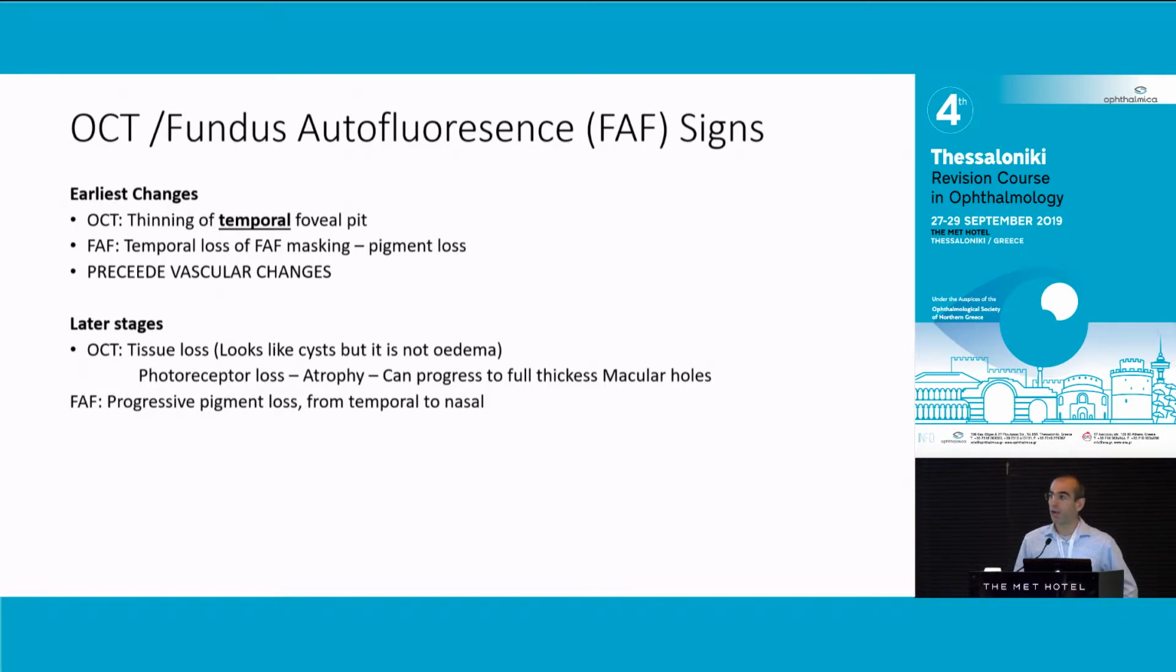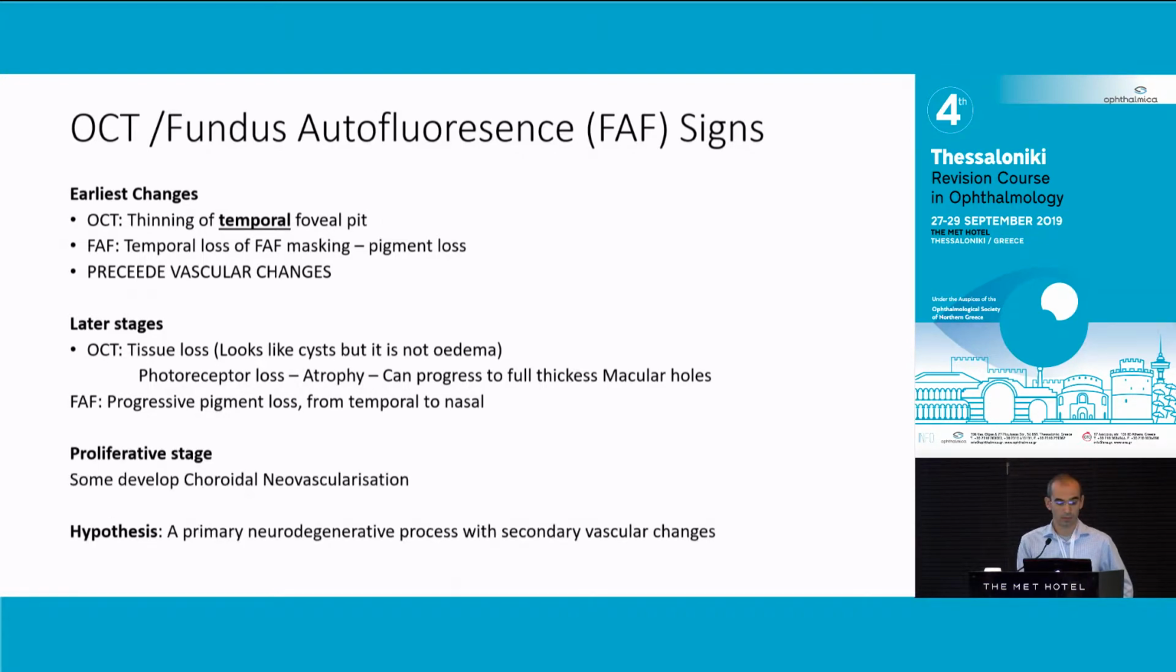These macular holes are very different to tractional macular holes that we often see. And on autofluorescence, we see progressive pigment loss from temporal to nasal. You can then get the proliferative stage, where we get CNV, and the hypothesis is that this is a primary neurodegenerative condition with secondary vascular changes.